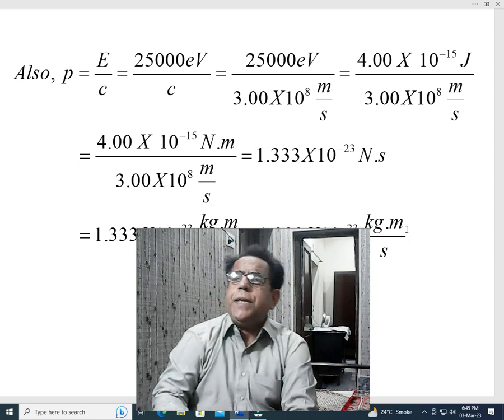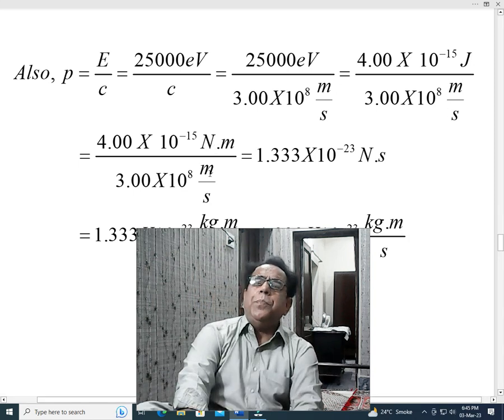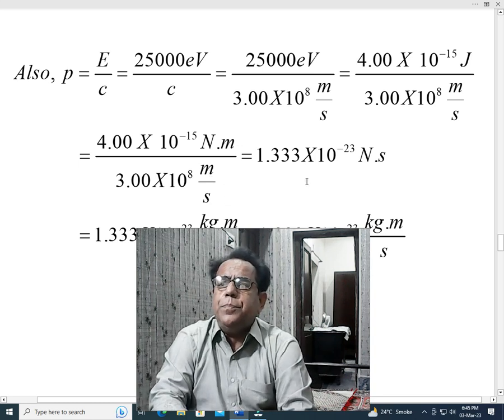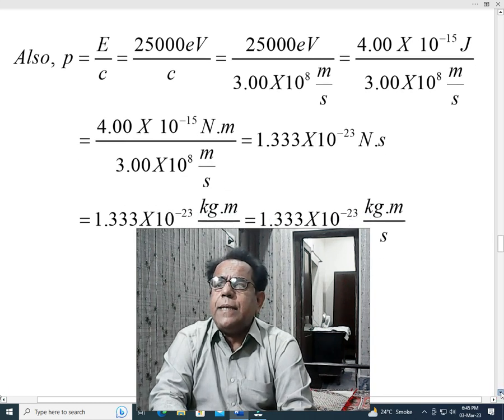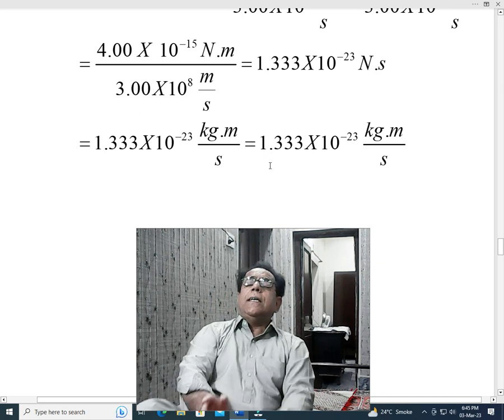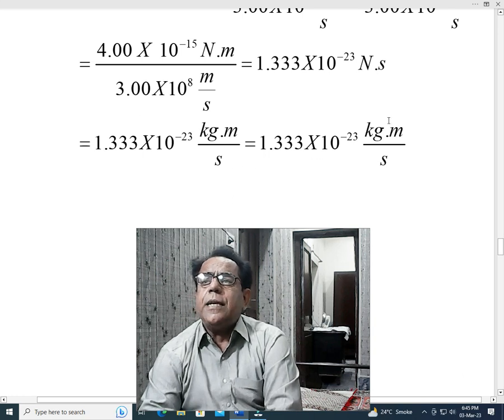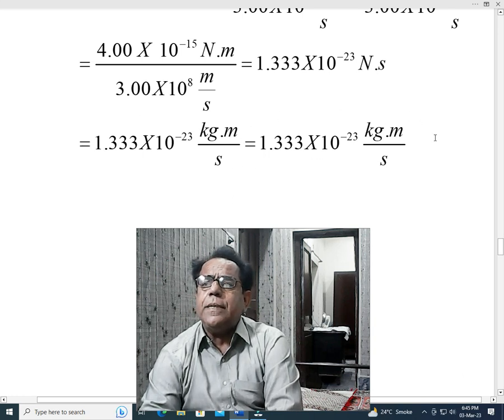Okay, so it has taken this form. It will take the form Newton meter over second. Meter will be cancelled out with meter, and we will get the answer in Newton second. And we know that Newton is equal to kilogram meter per second square. One second will be cancelled out with this second, and resultantly second will appear in the denominator. So in terms of kilogram meter per second, we have got the answer 1.333 into 10 raised to the power minus 23 kilogram meter per second.